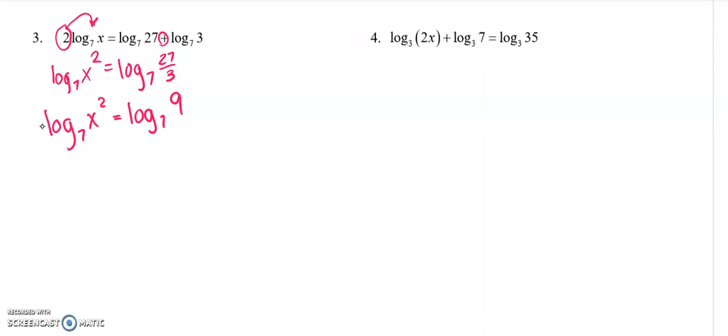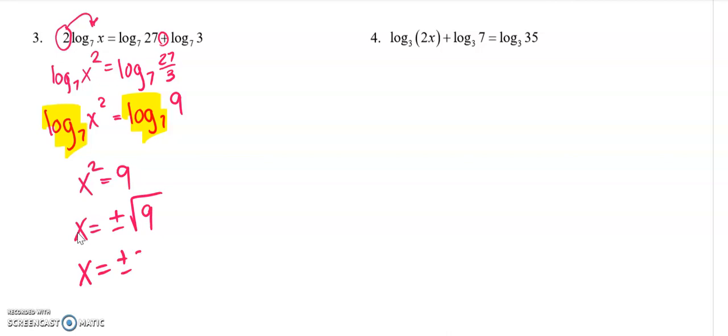27 divided by 3 is 9. So if we look here, our log pieces match. They're both base 7. So now we have x squared equals 9. Square root both sides. X equals positive or negative square root of 9. X equals positive or negative 3.